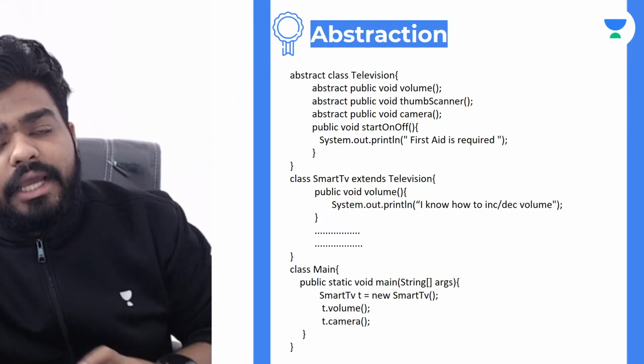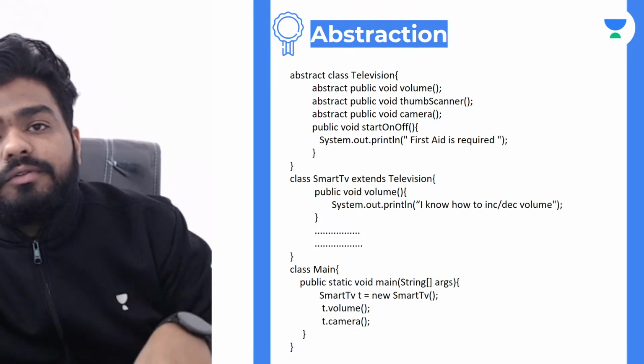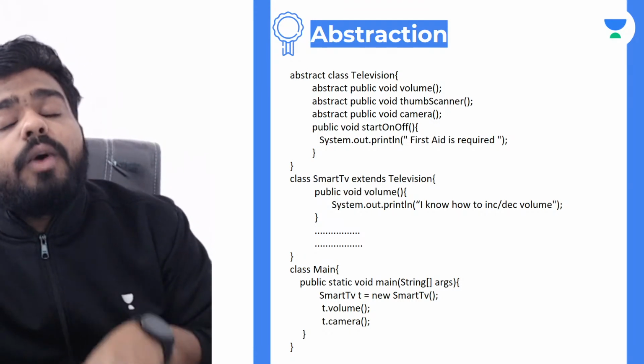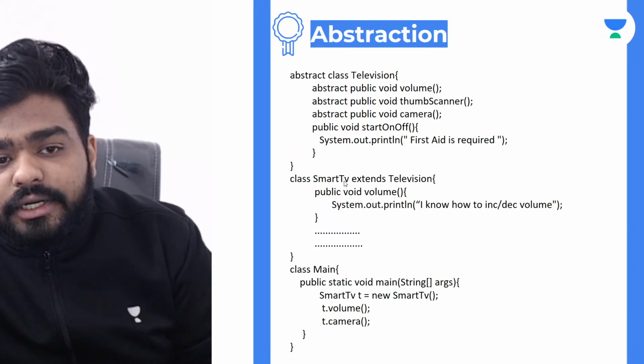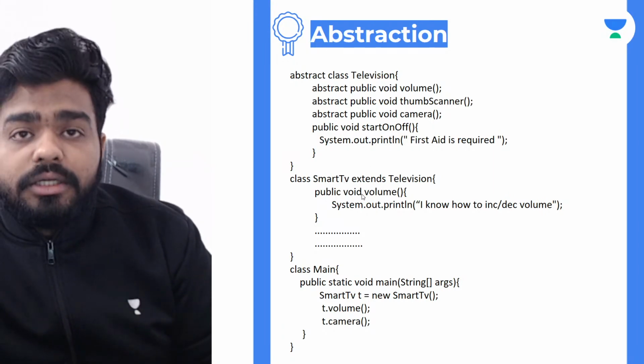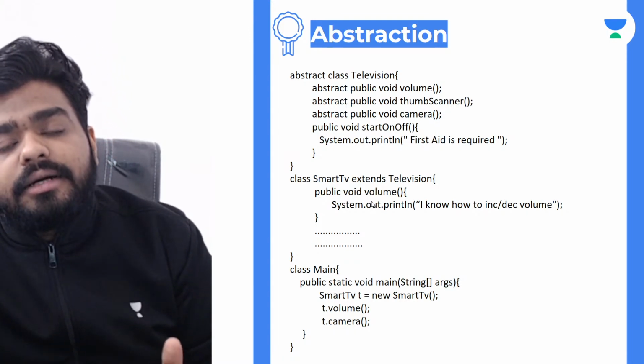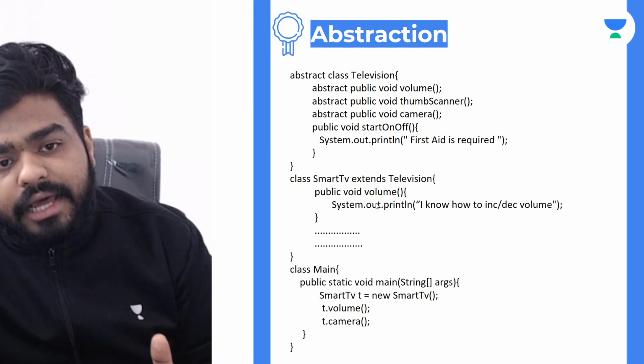यहाँ पे इसका वॉल्यूम है, यहाँ पे इसका थंब स्कैनर है और यहाँ पे इसका कैमरा है. Now your father told all of these things to you. So what will you do? You'll create a different class, smart TV. You'll extend it with the television, and you will define all the undefined methods of television class here.